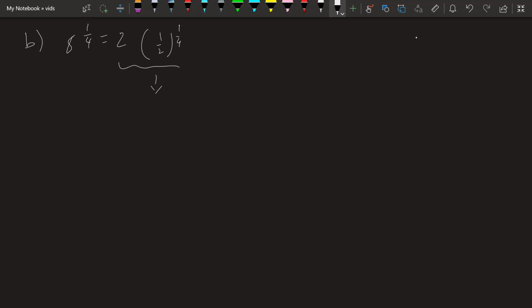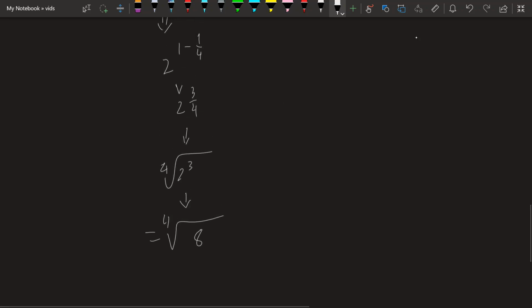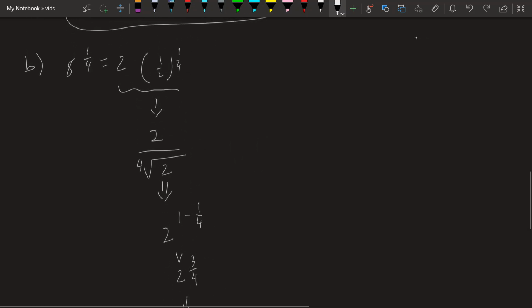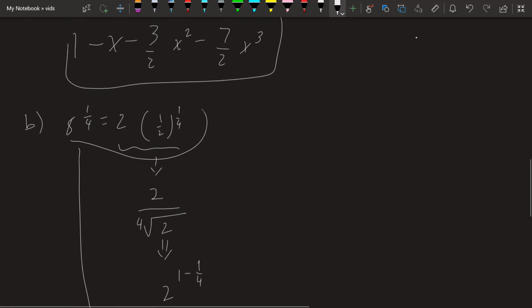This is just equal to 2 over the cube root of 2, the fourth root of 2, which is just 2 to the power of 1 minus 1 over 4, which is just 2 to the power of 3 over 4. Now 2 to the power of 3 over 4 is the same thing as saying the fourth root of 2 cubed, and 2 cubed is just 8, right? So this is equal to 8 to the power of 1 over 4, the fourth root of 8. So these two are equal.